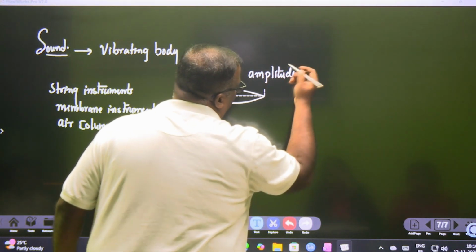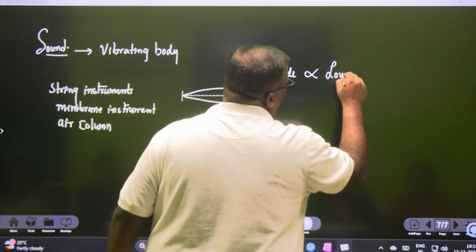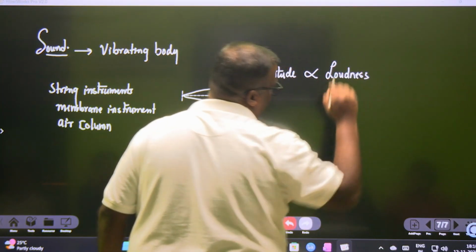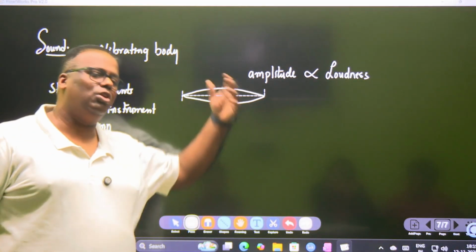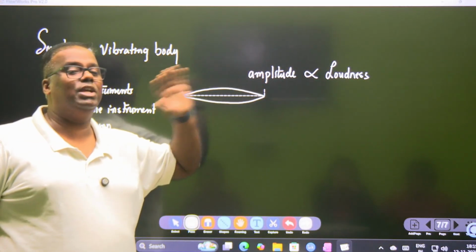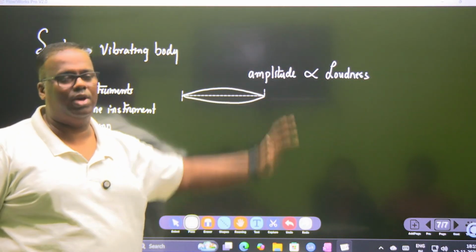Amplitude is directly proportional to an aspect which we call loudness. It's related to the square of the amplitude, but all this you will get in higher classes. It's not exactly amplitude square, there will be much more constants, okay?